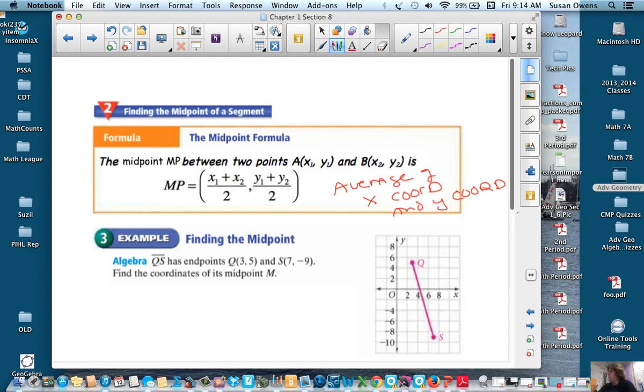There are 2 x-coordinates, so you're going to take the average of the x's. There are 2 y-coordinates, so you take the average of the y's, and that's all you're doing for the midpoint formula. So for this one, I just like to think of averages. To find the middle of 2 numbers, you take the average of them.